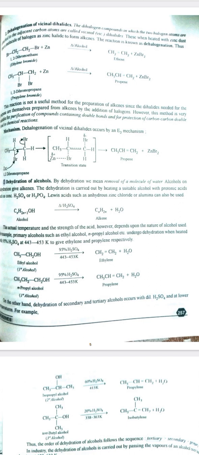The reaction is not a useful method for the preparation of alkenes since the dihalides needed for the purpose are themselves prepared from alkenes by the addition of halogens. However, this method is very suitable for purification of compounds containing double bonds and for the protection of carbon-carbon double bond in chemical reactions. Dehalogenation of vicinal dihalides occurs by an E2 mechanism. 1,2-dibromopropane, via the transition state, gives propene as the product.